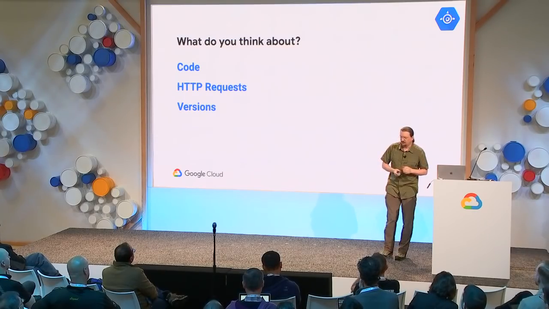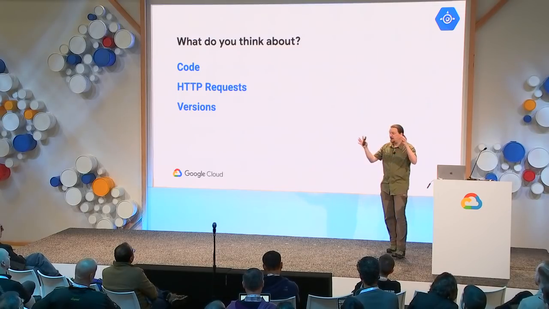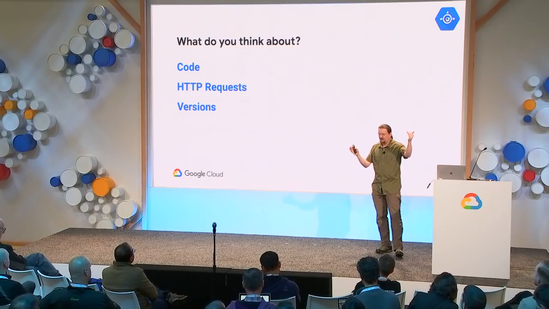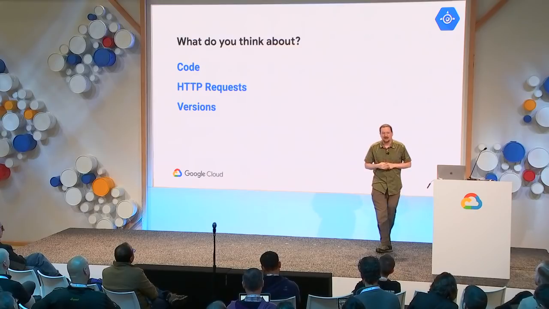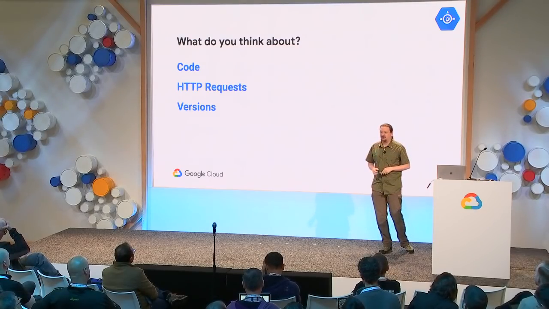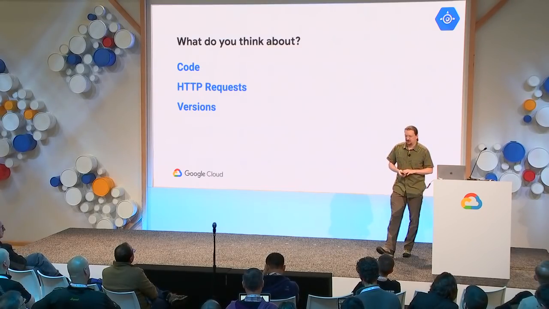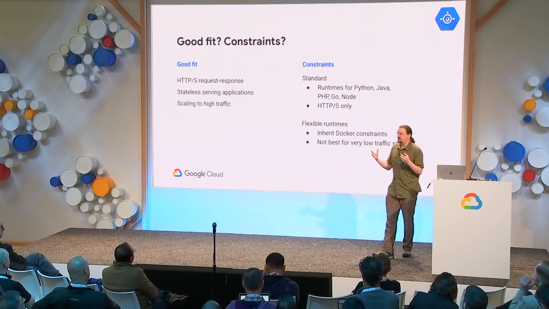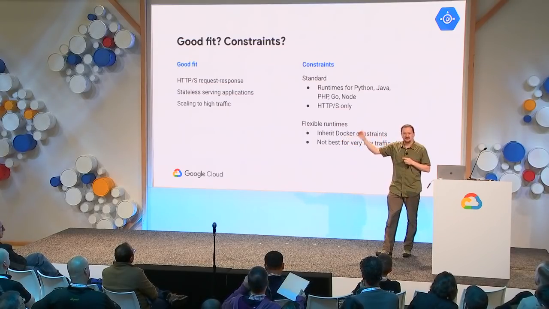So when you're using App Engine, you are primarily thinking about your code base, the HTTP requests that come in, what URLs and where they map, and different versions of your app, for going forward and back. In fact, you can even break the app up into modules if you need to. But that's the primary mental model you're in when you're using App Engine. So it's a great fit. Its natural sweet spot is HTTP web request-response applications.